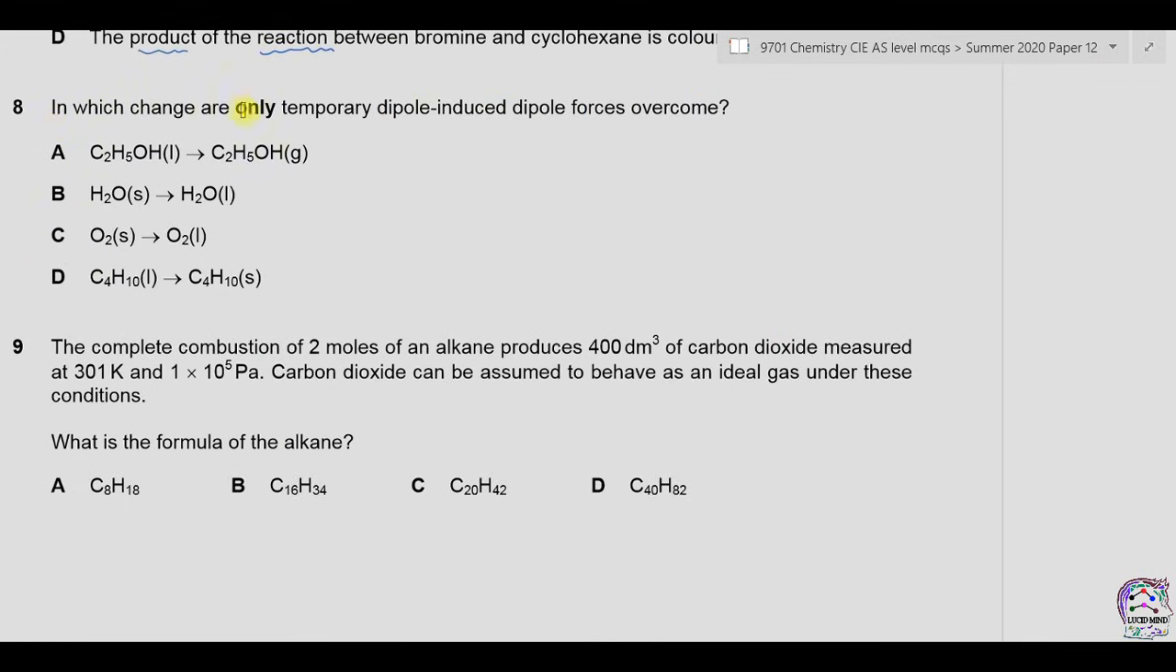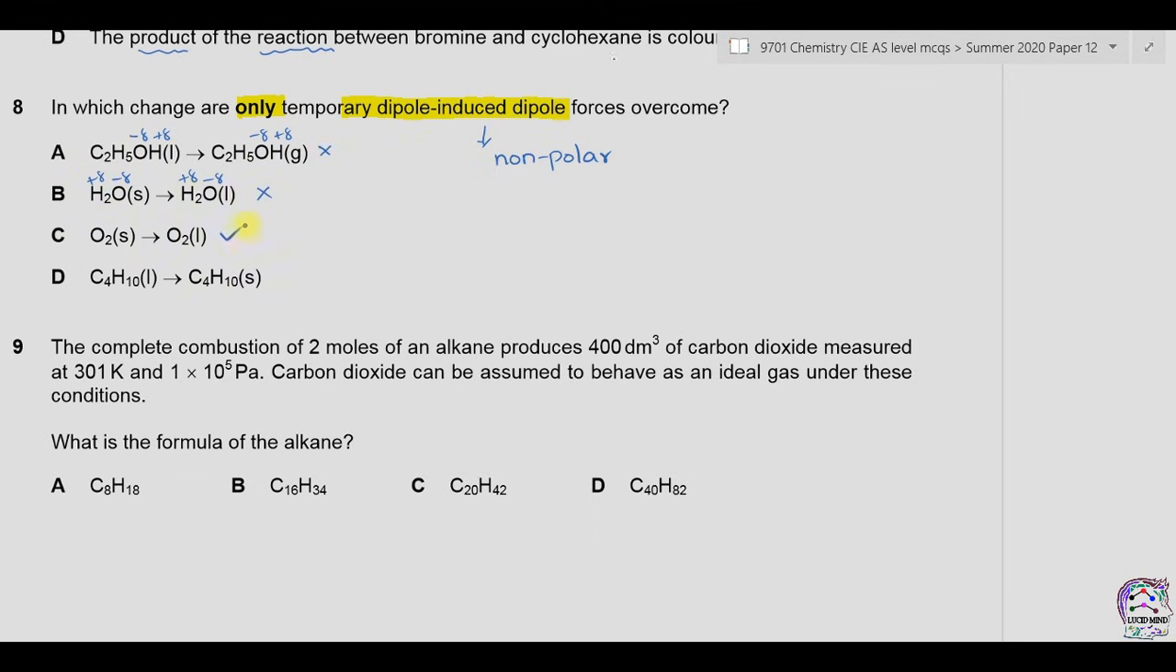Question 8. In which change are only temporary dipole-induced dipole forces overcome? As we know, temporary dipole-induced dipole is only present in non-polar molecules. So let's first find out which are the non-polar options. A is alcohol. In alcohol, oxygen is partial negative and hydrogen is partial positive, so therefore it is polar. Water is also polar because there is hydrogen bonding between water molecules and there are opposite charges, partial negative on the oxygen atom and partial positive on the hydrogen atom.